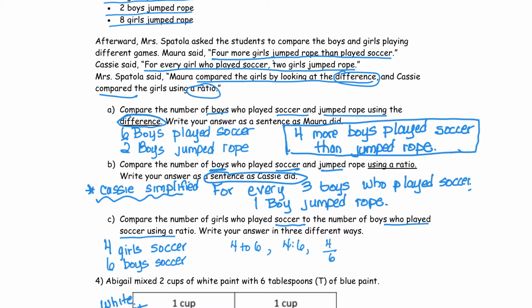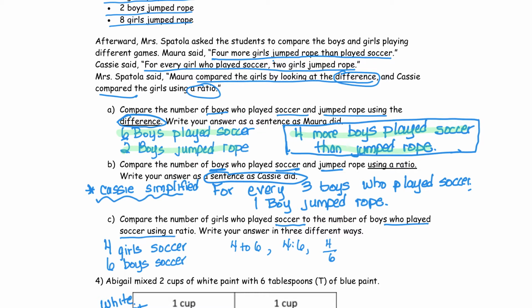So the answer, when I look at letter A, there are 6 boys who played soccer. And then I also notice that there are 2 boys who jumped rope. So in order to answer the question, we're going to compare, okay? When Maura compared, she used the difference. So an acceptable answer should be 4 more boys played soccer than jumped rope. She compared using the difference.